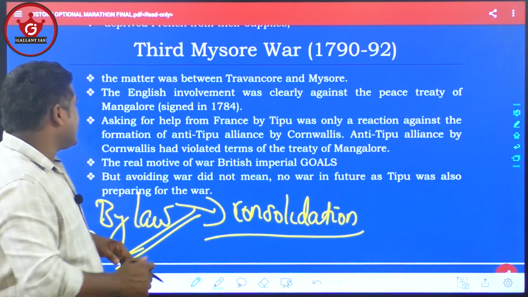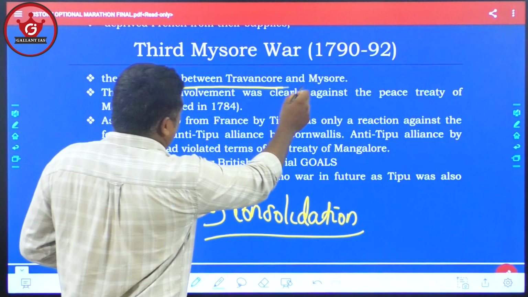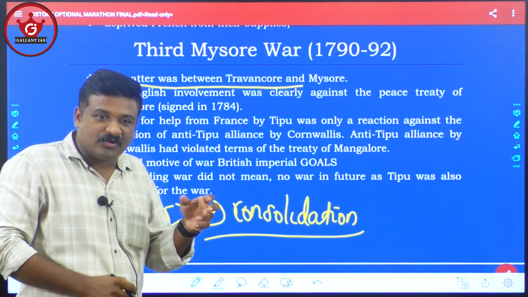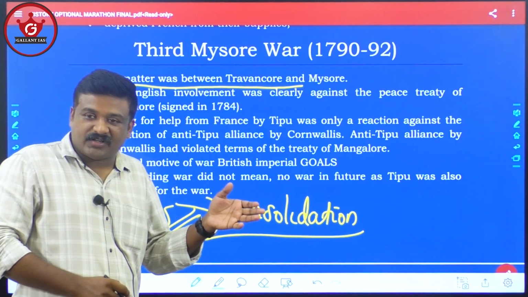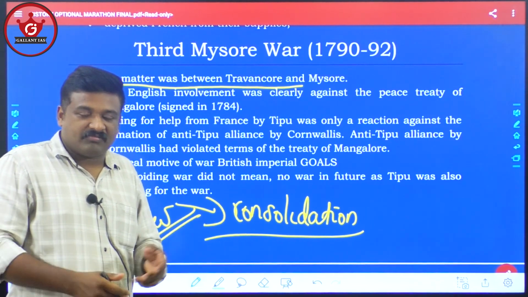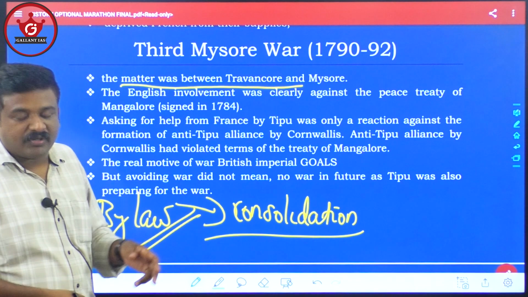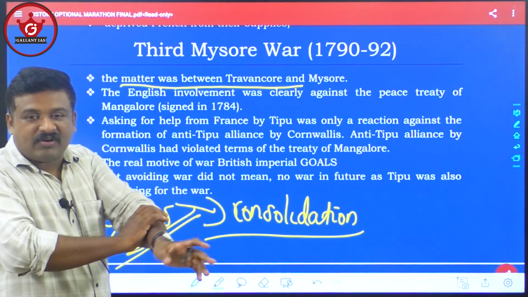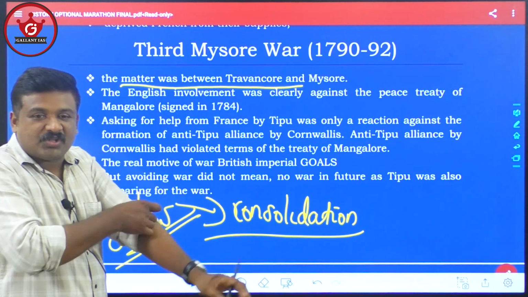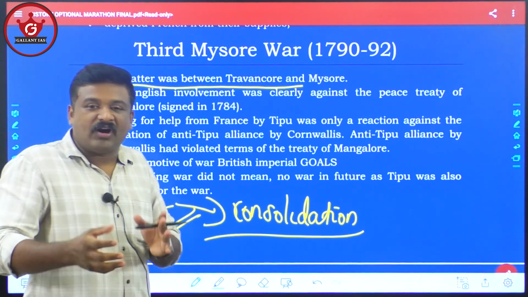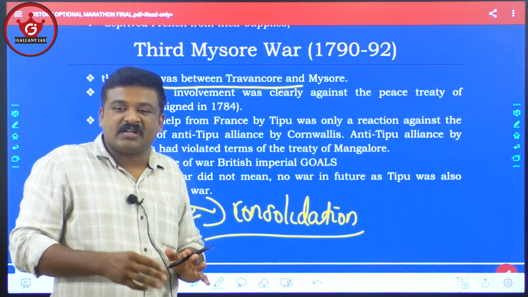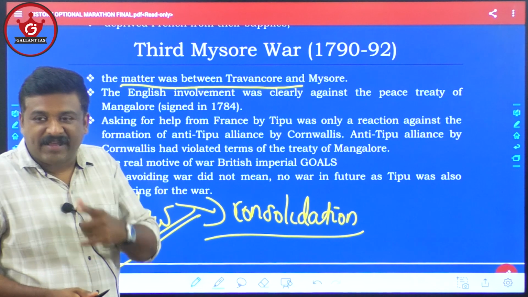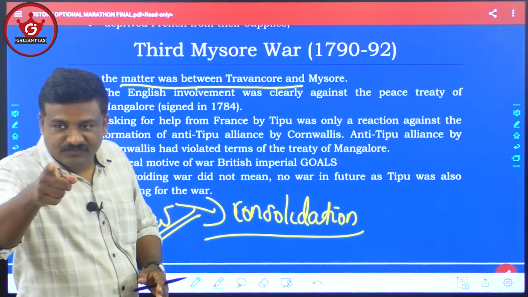Then actually, the reality is like this: the Third Anglo-Mysore War, we have seen, is between Tipu Sultan and the Travancore Raja. The Travancore Raja bought some forts from Cochin without the permission of Tipu Sultan. Tipu Sultan says that the Travancore Raja violated the principle. Actually, Cochin is my tributary state. If you have any negotiations, any purchase or sale, you must inform me. Am I right? You must get due permission from me. You didn't do that. That's why I'm launching war against you.